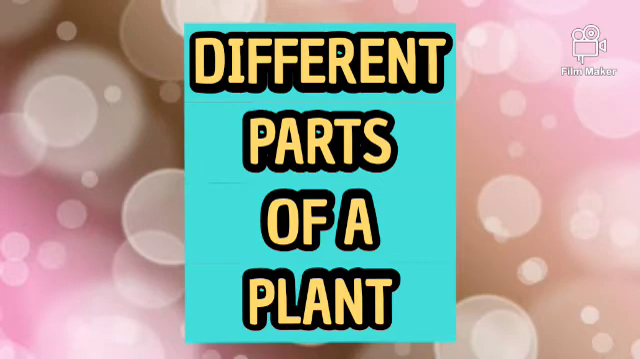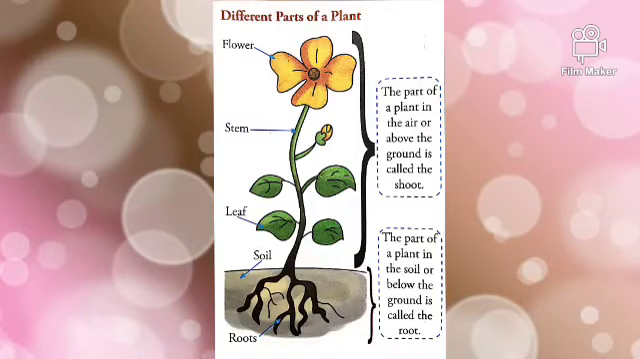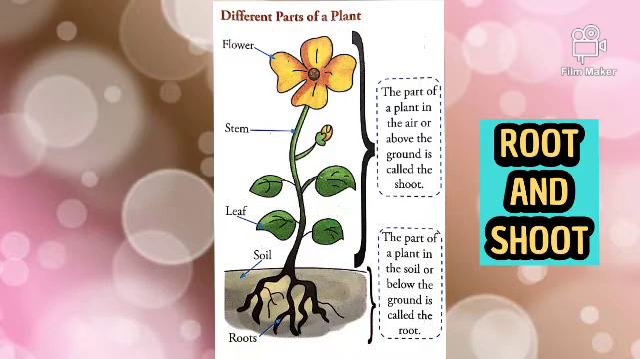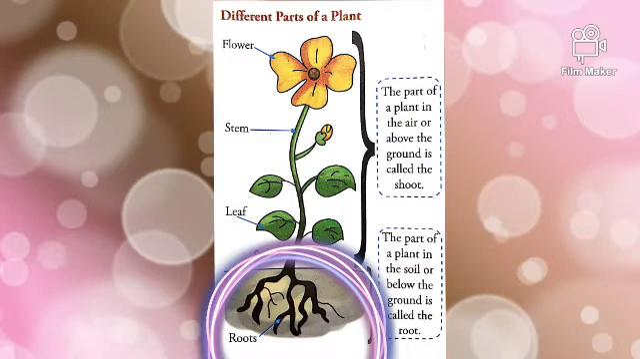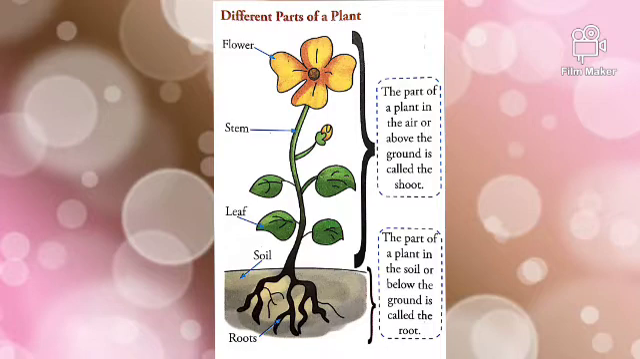Let's now learn about different parts of a plant. Here in this picture you can see a diagram of a plant. As we have already studied, a plant can be divided into two main parts, that is root and shoot. The part of a plant in the air or above the ground that we can see is called shoot, and the part of the plant in the soil or below the ground which we cannot see is called root. Different parts like flower, stem and leaf make up the shoot.